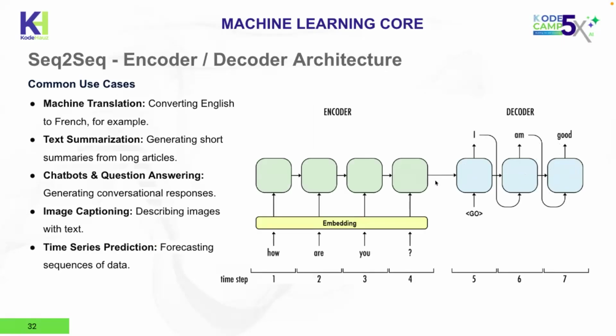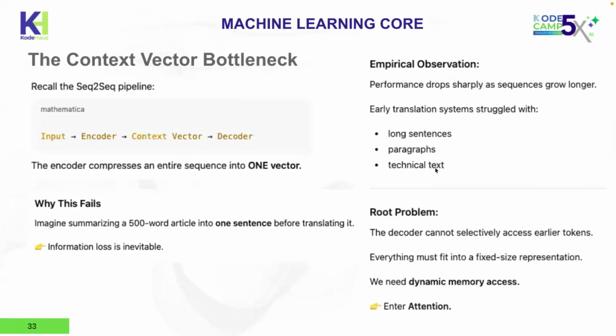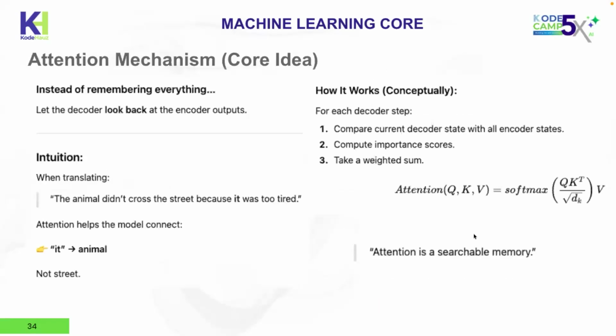But remember, this state comes from this context and it's already compressed. So you lost a lot of information there. So everything must fit into a fixed size representation. So the issue was that the decoder needed a way that it could dynamically access information to basically learn which of these earlier tokens matter most in generating the next token. This was key. And that is when this whole idea of attention mechanism, people started thinking about it and developing it, right?